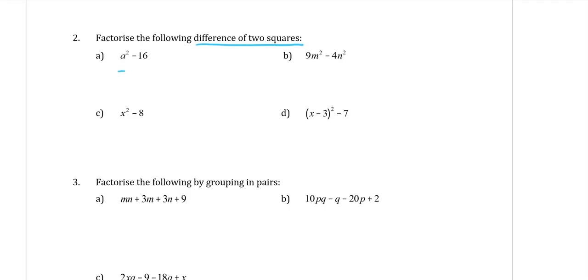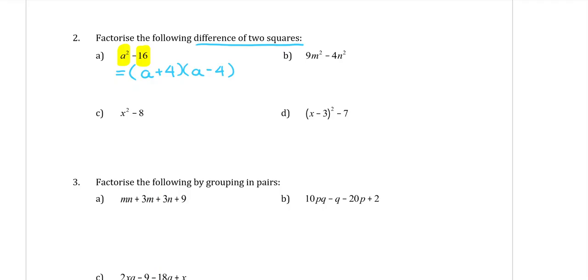These are going to factorise into two big brackets like this. What you do is you square root the first term. So the square root of a squared is a, and you put an a at the beginning of each bracket. Then you square root the second term, which is 16. So the square root of 16 is 4, and you'll have a 4 at the end of each bracket. And in between, one of them will be a plus and the other one will be a minus. And that's your difference of two squares. Again, you can expand it to check to see if you get back to the original question.